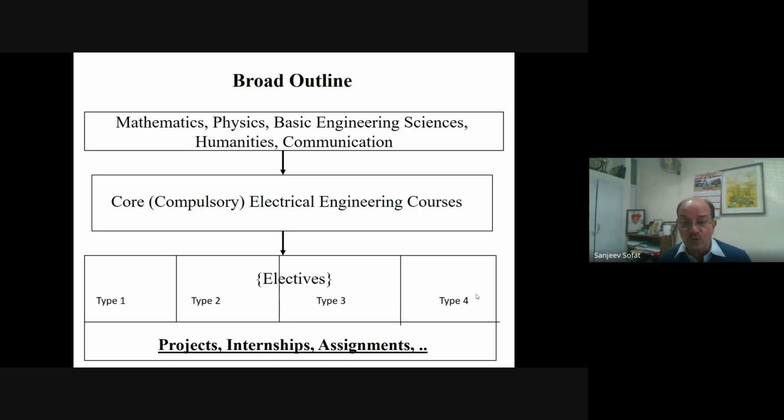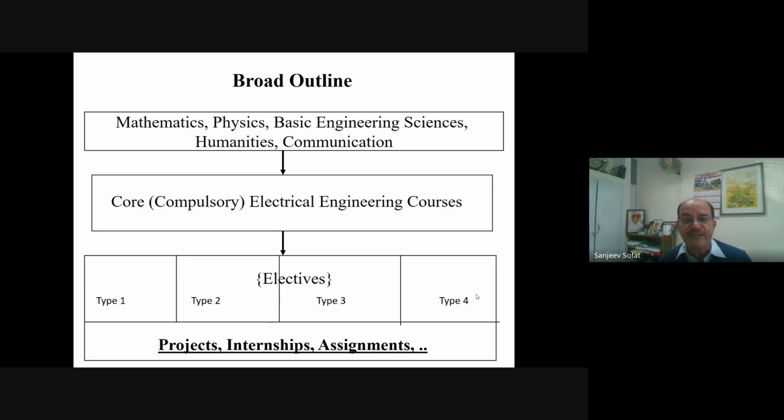Let's say what sort of a core, because this is most important these days. What should be the component of the core in your curriculum? Then we have got electives, and then we have got a project and internships. So these are the broader perspective as far as curriculum is concerned.